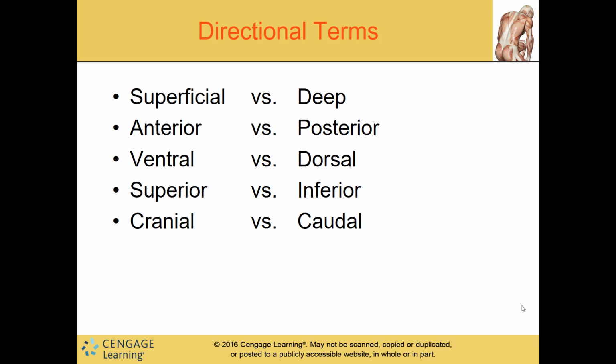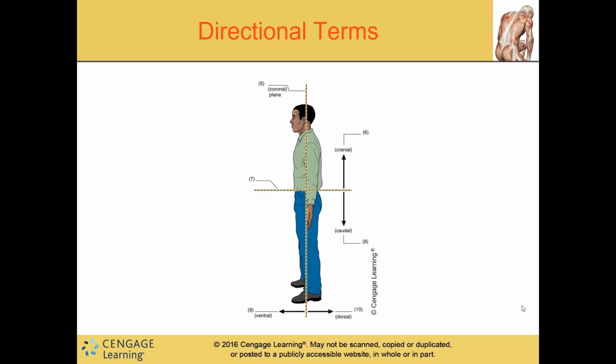Then we have ventral and dorsal. So our ventral is our frontal section, and our dorsal is the back cavity. And then we have superior versus inferior. So anything above the transverse plane is superior. Anything below that is inferior. Cranial and caudal. So cranial would be moving up towards the head, and caudal would be moving down towards our tailbone.